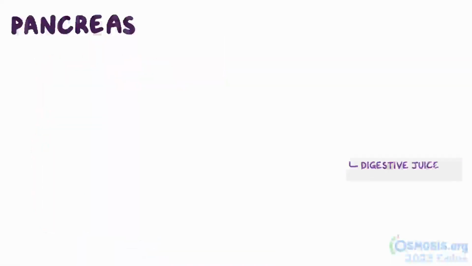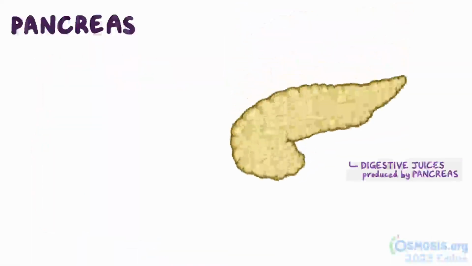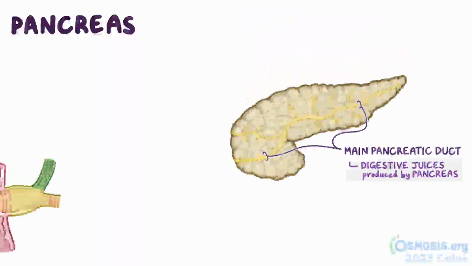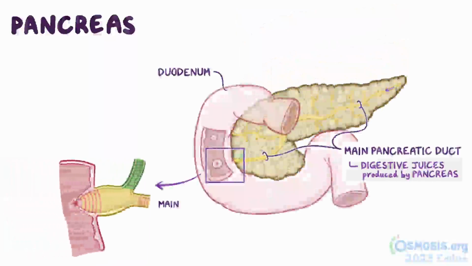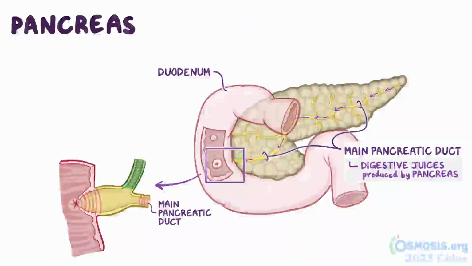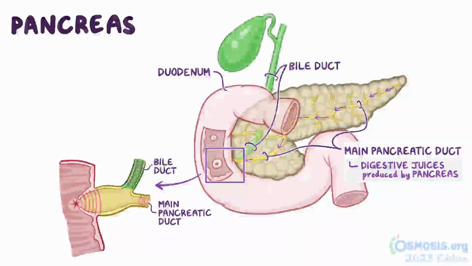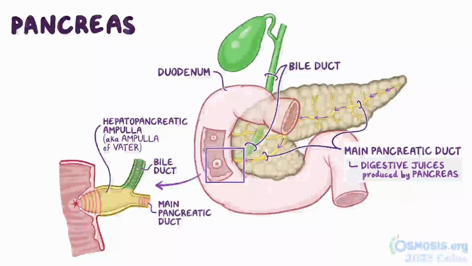Now, the digestive juices produced by the pancreas are secreted into a large duct known as the main pancreatic duct, which eventually leads to the duodenum. The main pancreatic duct starts in the tail and runs towards the head, where it unites with the bile duct coming from the liver to form the hepatopancreatic ampulla, also known as the ampulla of Vater. The hepatopancreatic ampulla enters into the descending part of the duodenum through an opening known as the major duodenal papilla.